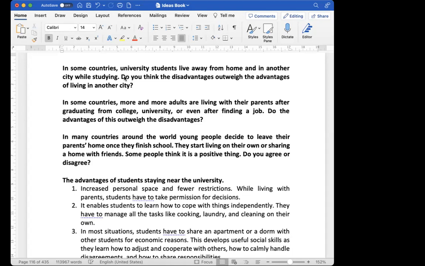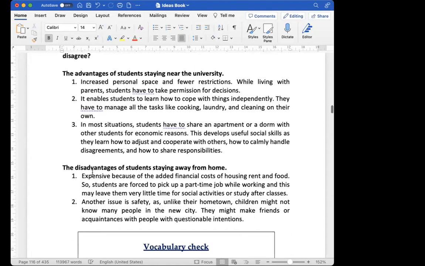Yes, ma'am. So the advantages of students staying near the university: first, increased personal space and fewer restrictions. While living with parents, students have to take permission for decisions. Second, it enables students to learn how to cope with things independently. They have to manage all their tasks like cooking, laundry, cleaning. In most situations, students have to share an apartment or a dorm with other students for economic reasons. This develops useful social skills as they learn how to adjust and cooperate with others, how to calmly handle disagreements, and how to share responsibilities.